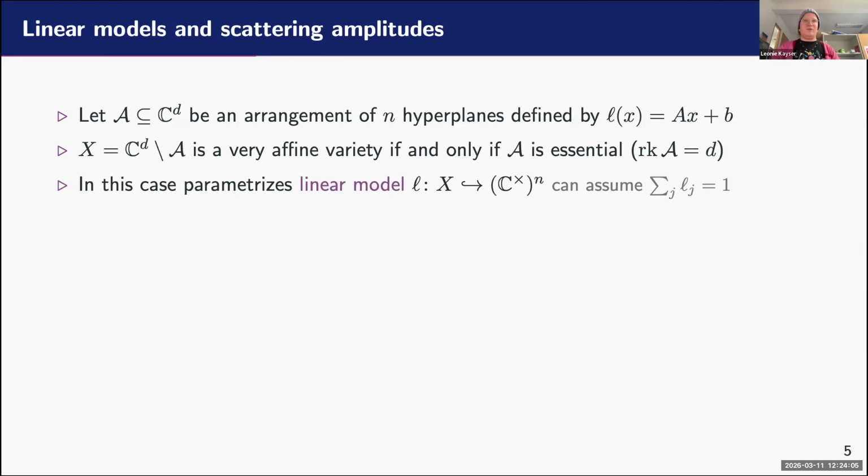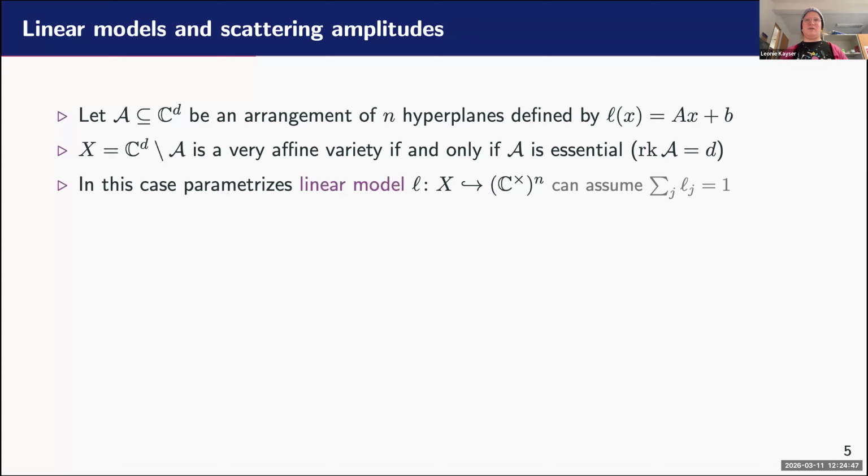And so maybe I should first tell you when this is the case, and this is the case if and only if the arrangement is essential, which means that the normals span everywhere, that this matrix A of this arrangement has rank d, sorry. And so from now on, we will only consider essential arrangements, which is not really a restriction, and all our most important or interesting arrangements are either already essential, or you can easily make them essential by quotienting out some linear space.